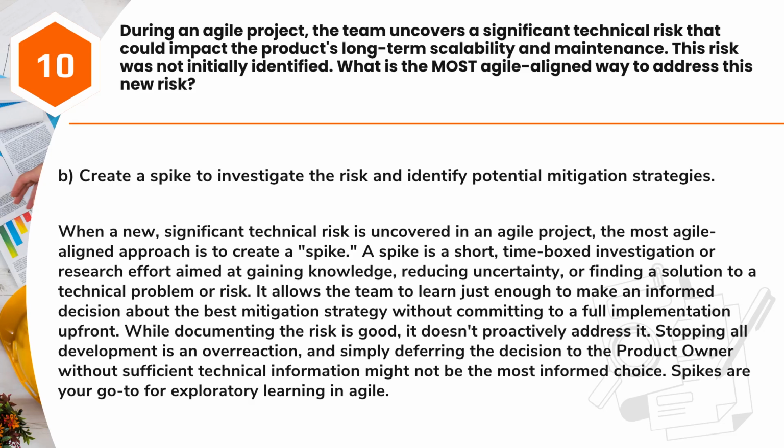Answer: B. Create a spike to investigate the risk and identify potential mitigation strategies. When a new, significant technical risk is uncovered in an Agile project, the most Agile-aligned approach is to create a spike. A spike is a short, time-boxed investigation or research effort aimed at gaining knowledge, reducing uncertainty, or finding a solution to a technical problem or risk. It allows the team to learn just enough to make an informed decision about the best mitigation strategy without committing to a full implementation up front.